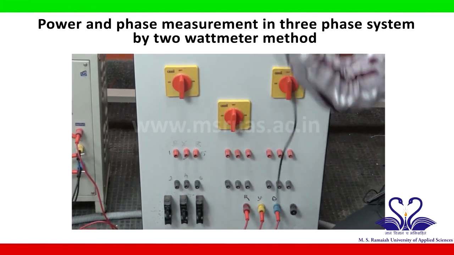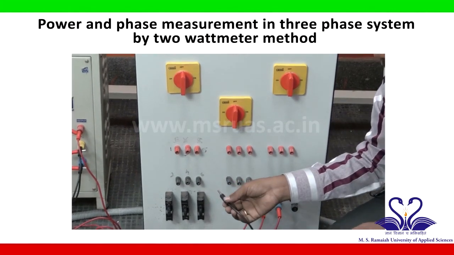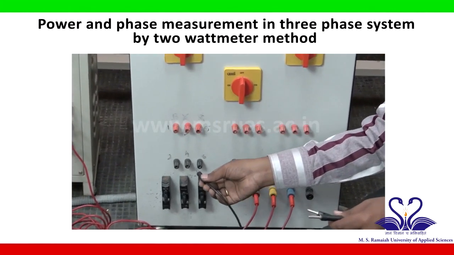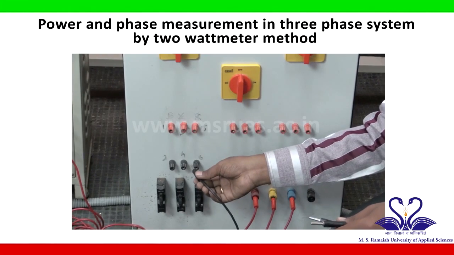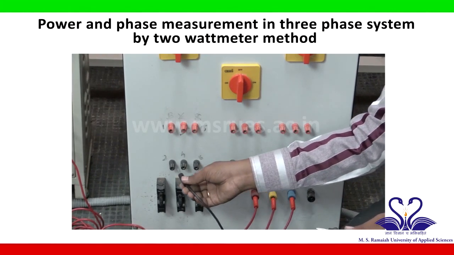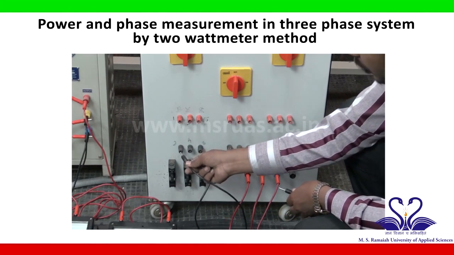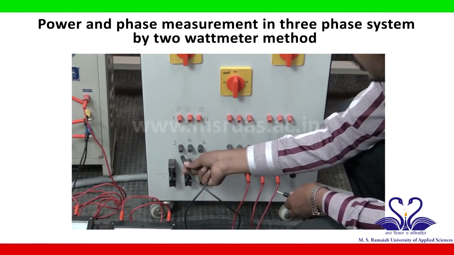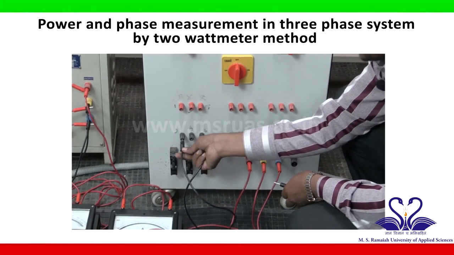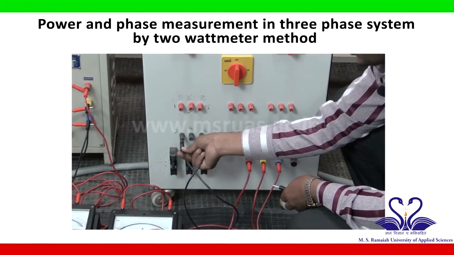Now, let us connect the first part of the load. Here there are two types of load, named star connection and delta connection. Here we are going to make the star connection. Now, this is the R phase, this is the neutral of the R phase. Now, we will use the neutral of the R phase. Why? Because in the case of the star connection, all the neutrals are shorted.